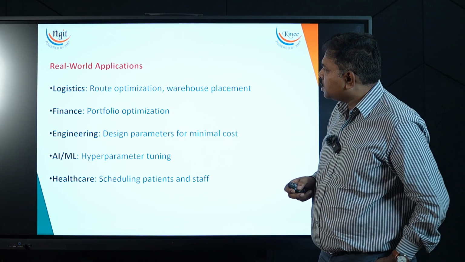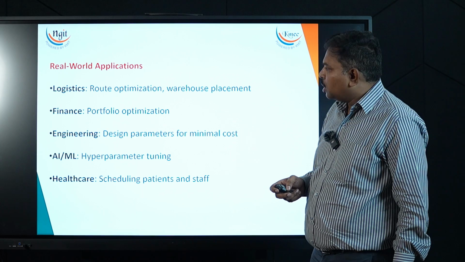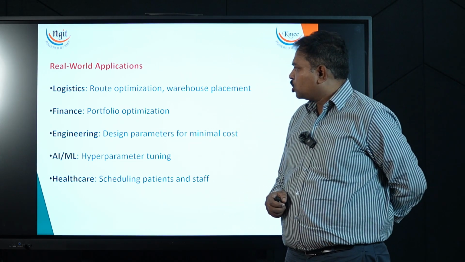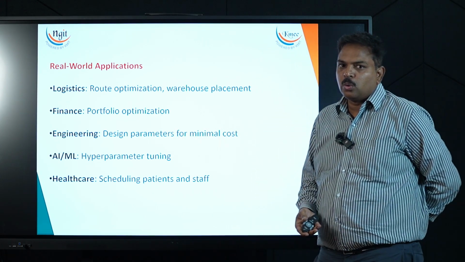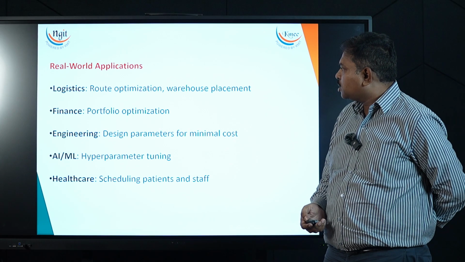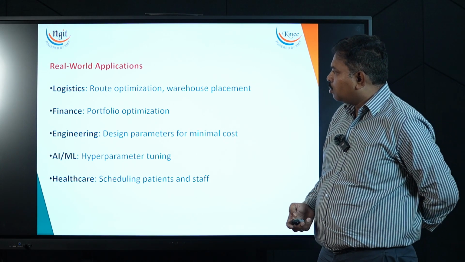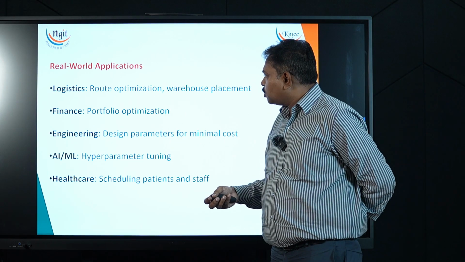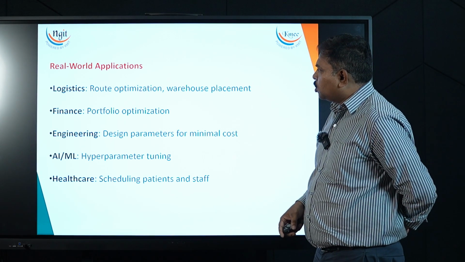Now, where are these optimization problems applied in real-world applications? In logistics, they use optimization like route optimization: what is the best route to reach the goal. Delivery boys, to deliver an item to a home, look for the best, shortest route to reach the house. Similarly, how to place warehouse storages in logistics.